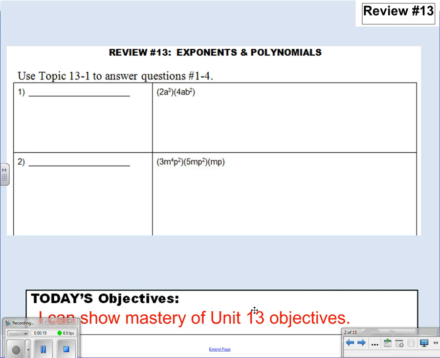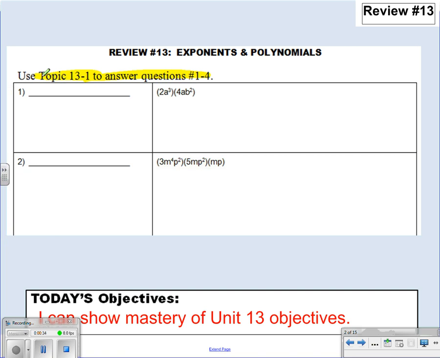Our first 4 questions are coming from topic 13-1. So if you are having trouble remembering how to work these problems, please refer to your topic 13-1 in order to answer the questions 1 through 4.